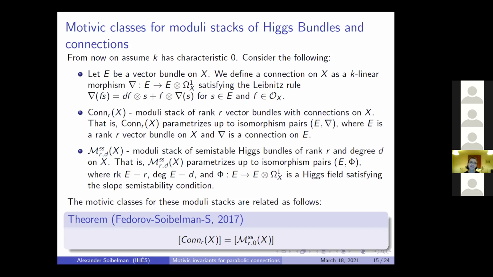Yeah, so the objects in play here are going to be these moduli stacks of connections on the curve X. Con_{r}(X) is just going to be the moduli stack that parametrizes, up to isomorphism, pairs of a vector bundle with connection nabla, where the vector bundle has rank r. For the moduli stack of Higgs bundles, we're looking at semi-stable Higgs bundles. So that slope stability condition that I mentioned earlier is in play. Again, it's the moduli stack of Higgs bundles whose vector bundle has fixed rank and degree and satisfies the slope stability, or slope semi-stability, condition.